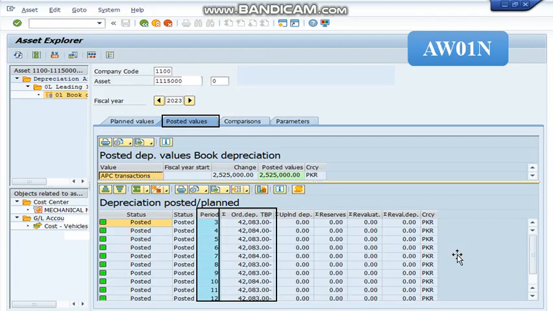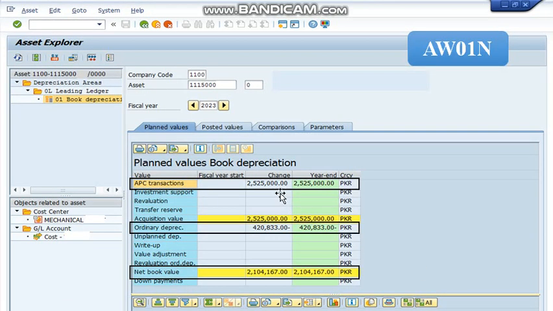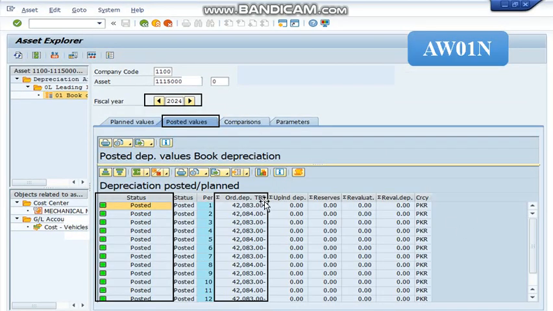Now if we drag down this line, we can see the purchasing cost for this asset and the total depreciation charge and the net book value for this asset. Now coming towards the next fiscal year, we can find and see that the depreciation is charged for all the 12 months, and similarly it has been posted into the system as well.